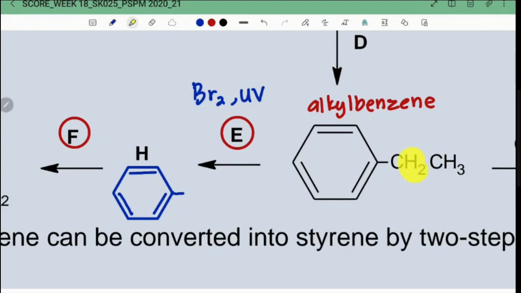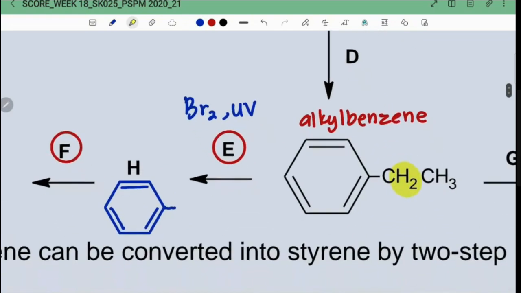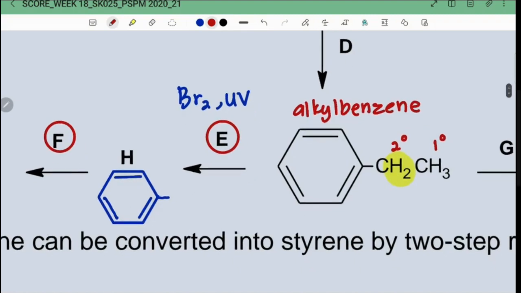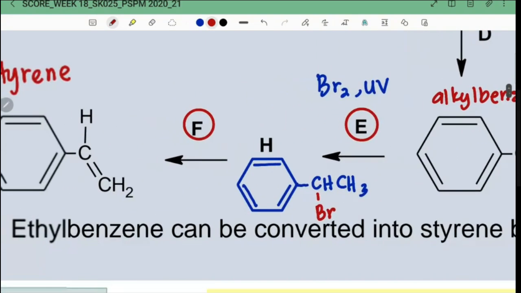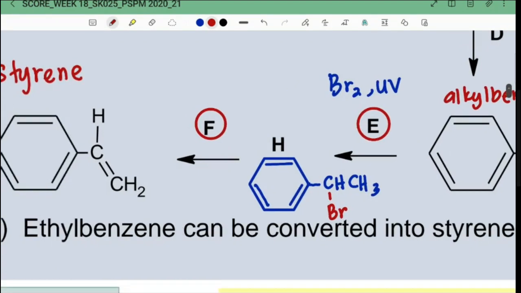Because in the abstraction of a hydrogen atom, the higher the class, the easier it reacts and substitutes. So if we look here, we have the secondary hydrogen and primary hydrogen. This one is secondary hydrogen, this one is primary hydrogen. Of course the secondary is higher class, so it is easier to substitute. So this one becomes CH, CH3. At the secondary position we substitute the H radical with Br dot. So this is the haloalkane.